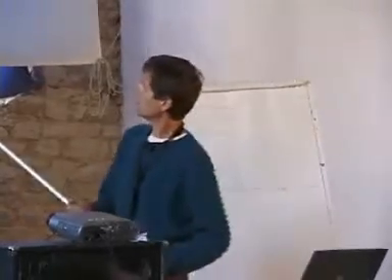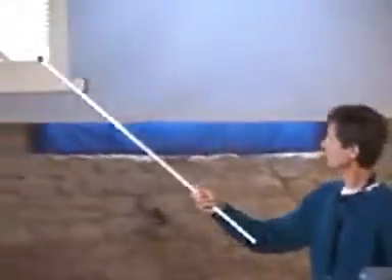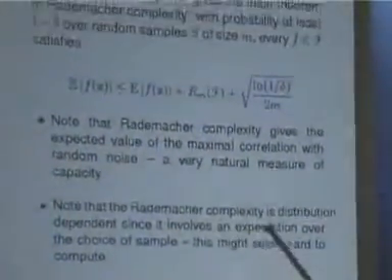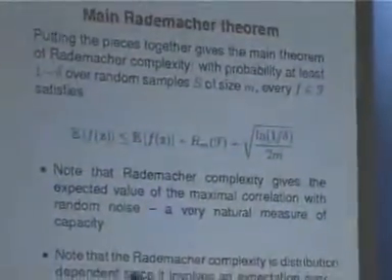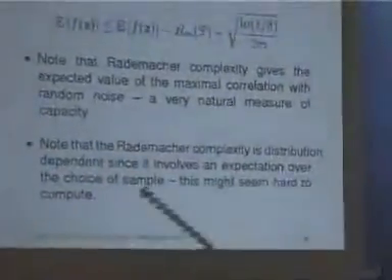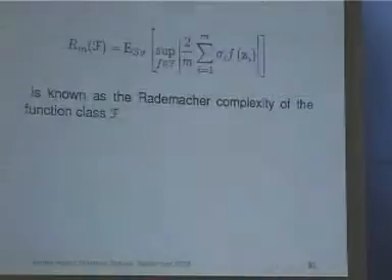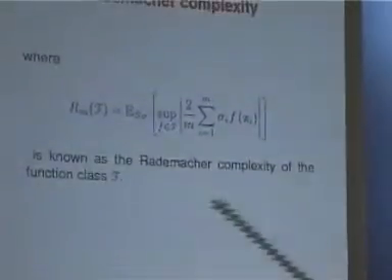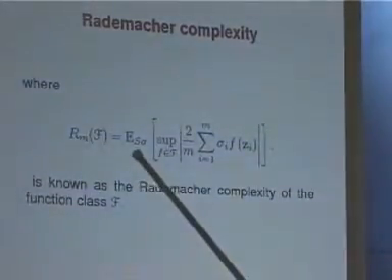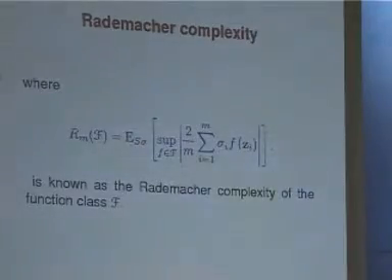The other point about Rademacher complexity, as compared to, say, VC dimension, is that it's distribution dependent, in the sense that it involves an expectation over the choice of the sample. If you look at this expectation here, there's a further expectation over the choice of the sample. So you're saying, for any given set of training points, I can estimate what the thing is, but I'm allowed to take the expectation over that as my estimation.